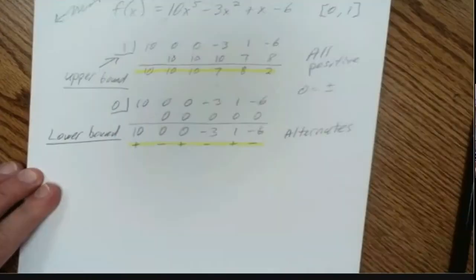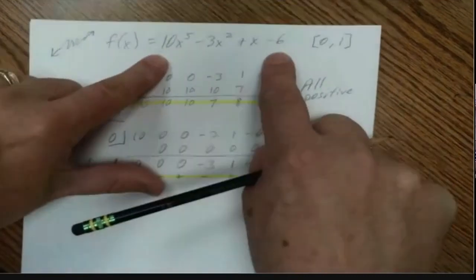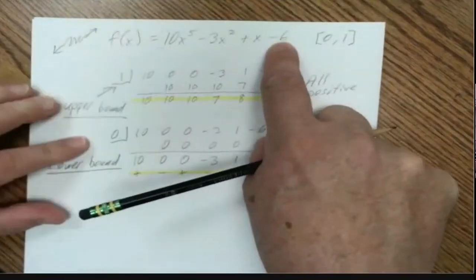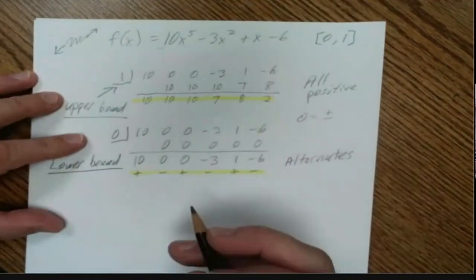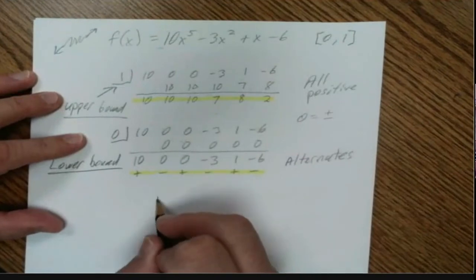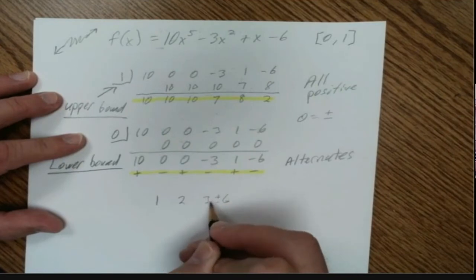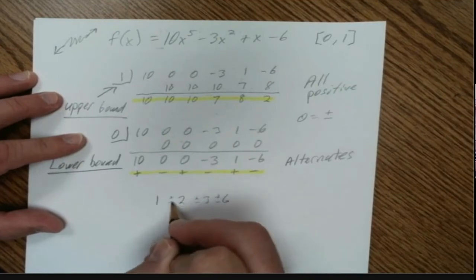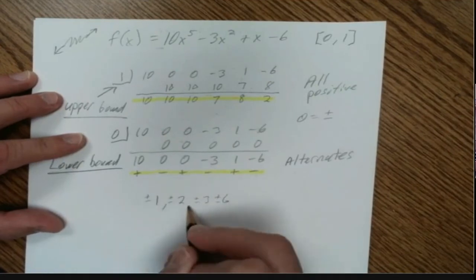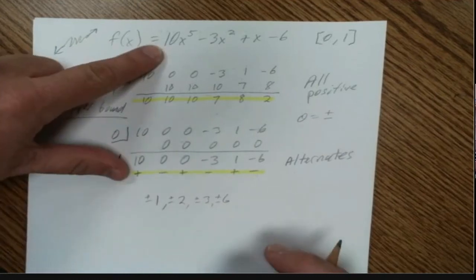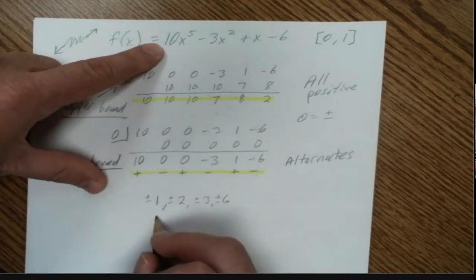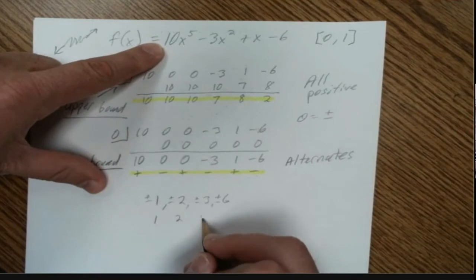So if we wanted to check the zeros, we know through our test, all the factors of -6 could be 1, 2, 3, and 6, right? Plus or minus for each one of those. 1, 2, 3, and 6. And all the possible factors for the coefficient of 10, we got 1, 2, 5, and 10, plus or minus.